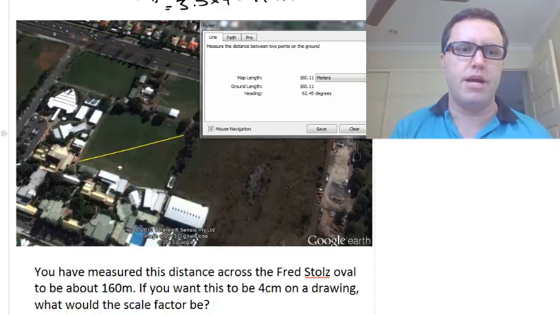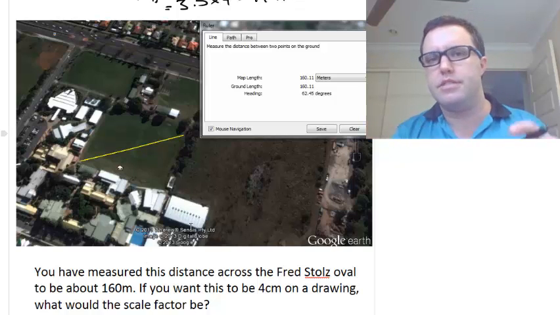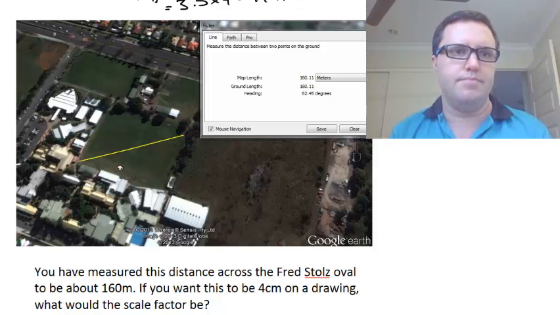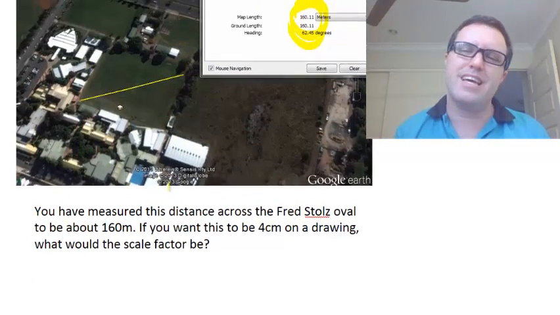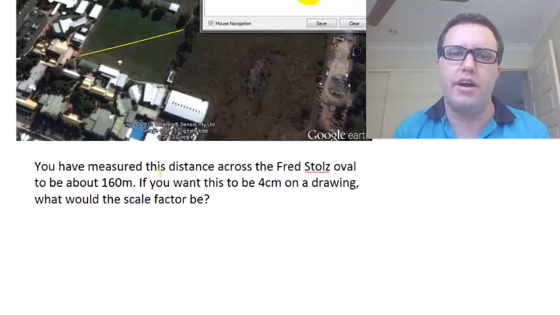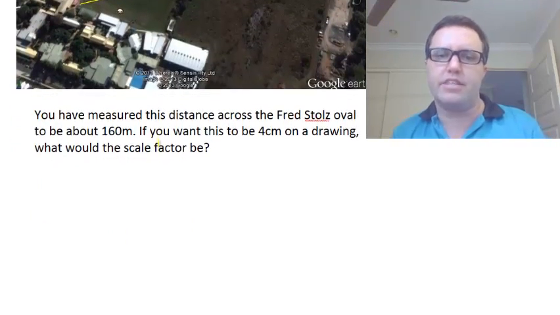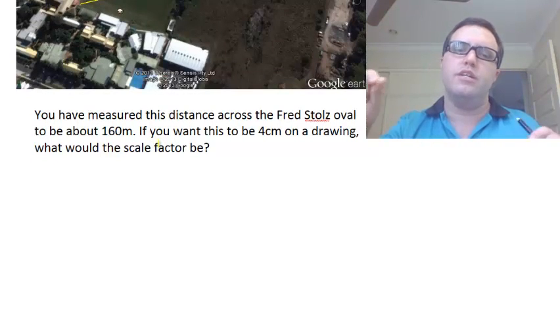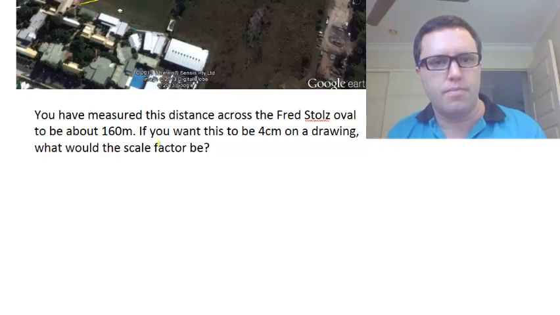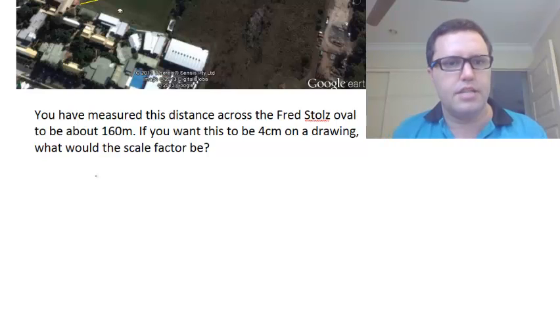So let's say you busted out Google Maps and you measured the distance across the Fred Stoltz Oval here, and you've measured it to be about 160 meters, as you can see just here on the drawing. If you want this to be 4 centimeters on a drawing, what is our scale factor going to be? This is actually an interesting question. How would we create a scale factor that's going to make a drawing that wouldn't be too unwieldy? We want that diagonal length of the oval that we're going to draw to be only 4 centimeters.